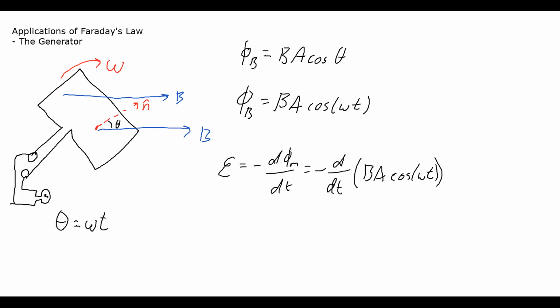All right, so we take the derivative here. B and A, those are constants. The strength of the magnetic field is not changing. The area itself of this coil is not changing. What is changing, though, is that cosine, right? So we're going to take that derivative of cosine. Our derivative of cosine is negative sine here. So we get an EMF of BA omega sine omega t.